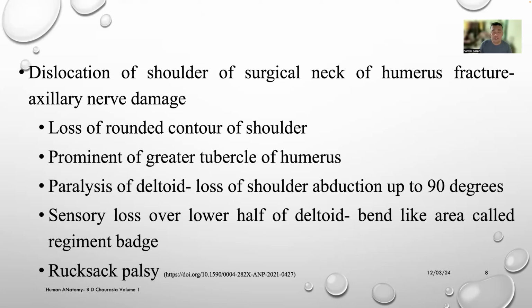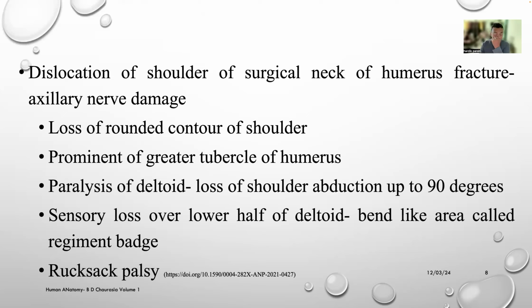If you have a patient where the axillary nerve is damaged, the most problem is seen in the deltoid. Although the axillary nerve is also supplying teres minor, here the deltoid is going to get affected more, where you will find loss of the rounded contour of the shoulder. The round shape of the shoulder that you see is because of the deltoid. So when the deltoid is paralyzed, the shoulder will get flattened.